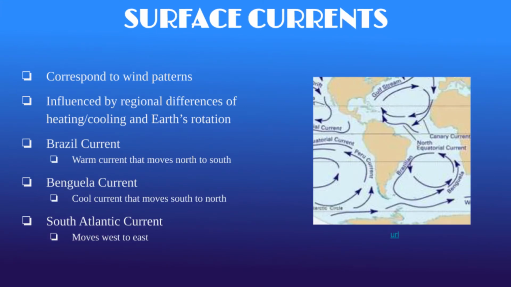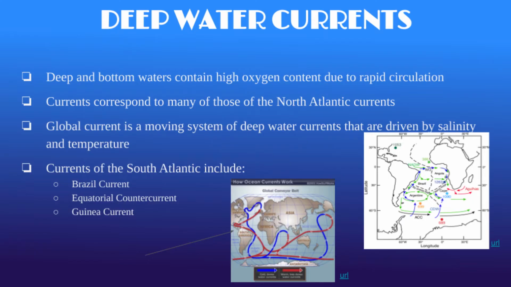Okay, so for surface currents, they correspond to wind patterns. They are influenced by regional differences of heating, cooling, and Earth's rotation. Some surface currents include the Brazil Current, the Benguela Current, and the South Atlantic Current. Moving on to deep water currents, they are deep and bottom waters that contain high oxygen content due to rapid circulation, and the currents correspond to many of those of the North Atlantic Ocean currents.